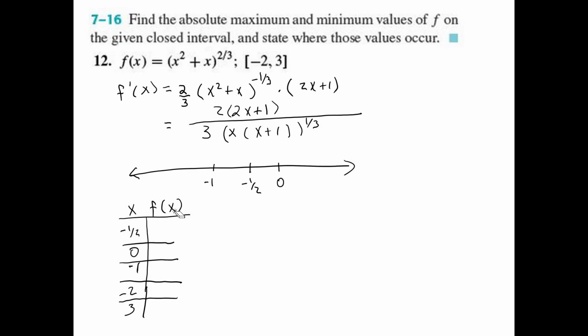We want to put in negative 1/2. And that will give me 0.39685. And then we want to put in 0, but when we put in 0, we can do that without the calculator. We're going to get 0. When we put in negative 1, that's also going to give me 0. And then when we put in negative 2, that'll give me 1.5874. And when we put in 3, that'll give me 5.2415.